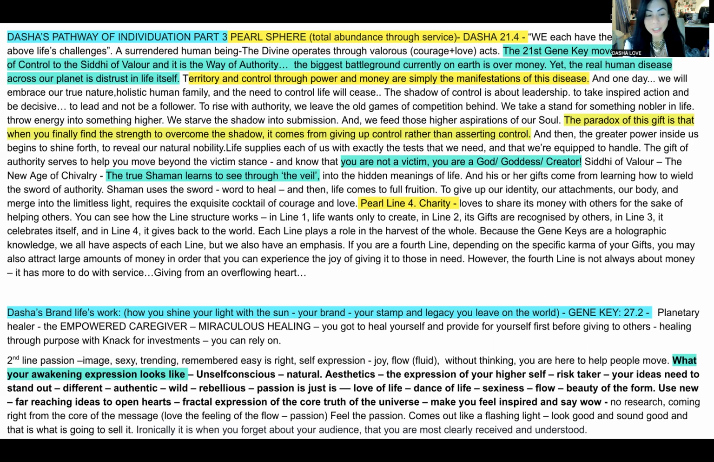I'm a planetary healer, the empowered caregiver, here to create miraculous healings. So first, I would have to heal myself in order to do that. So I have to give to myself before I give to others from a full cup, right? And I have a real knack for investments, and that's something I can rely on. And in the second line, it's all about passion. So the way that I show up in my branding and my marketing is all about imagery, sexiness, trending, remembering, easy does it, self-expression, joy, fluidity, flow.